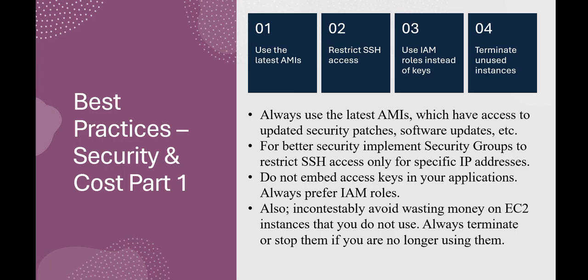And some of the best practices for security and cost. This is part one. First one is use the latest AMIs. Always use the latest AMIs, which have access to updated security patches, software updates, etc. Second is restrict SSH access. For better security, implement security groups to restrict SSH access only to specific IP addresses. Use IAM roles instead of keys. Do not embed access keys in your applications. Always prefer IAM roles.